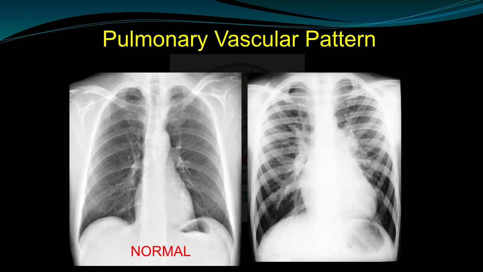This next slide shows you, on the left, a normal pulmonary vascular pattern. Take note that the pulmonary vasculature is limited to the inner and middle third and the middle and lower third. Then for the increased vascular pattern, take note that the pulmonary vessels extend up to the outer third, and also you can see pulmonary vascular patterns on the upper third.